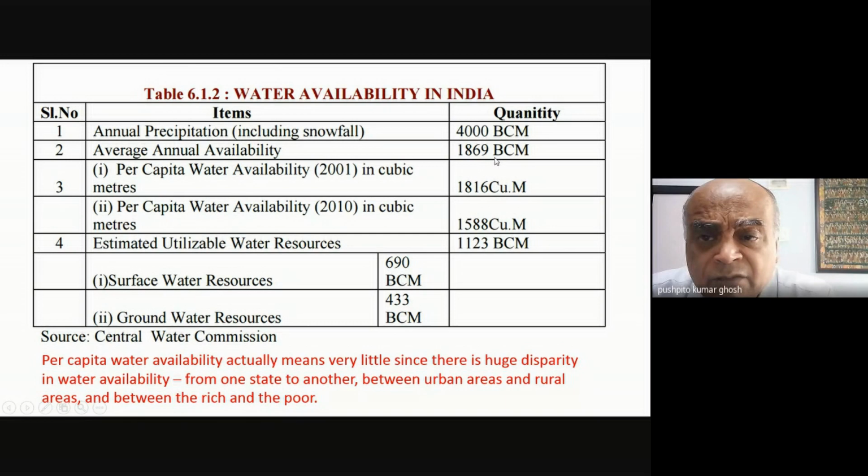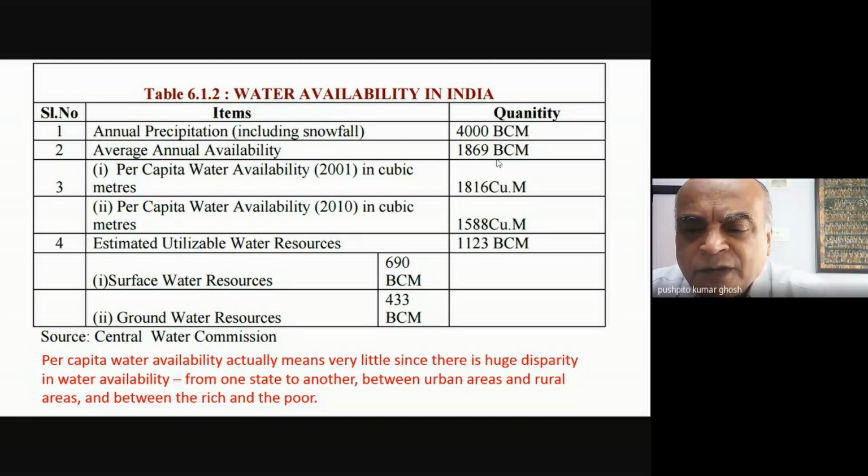And if you look at the actual availability, it's about 1869 billion cubic meter. That's the unit. So I can also write this in terms of kilometer cube, because 1,000 meter is equal to 1 kilometer, so billion cubic meter is equal to 1 kilometer cube. Now, you see, this figure is not something which has changed radically over the years, because that is part of the natural cycle.